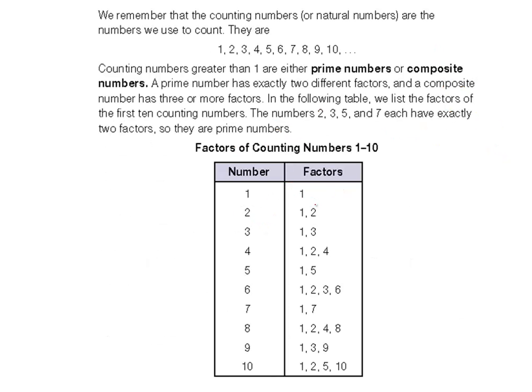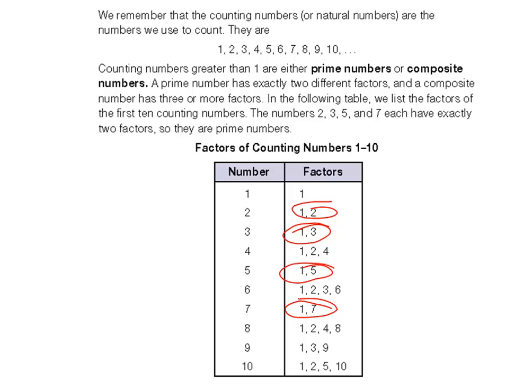We remember that counting numbers or natural numbers are the numbers that we use to count. They're 1, 2, 3, 4, 5, 6, 7, and on up. Counting numbers greater than 1 are either prime or they're composite numbers. A prime number, like I said, has exactly 2 factors. A composite number has more than 2.